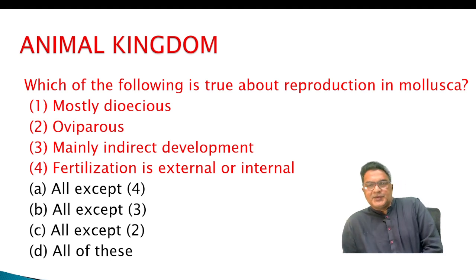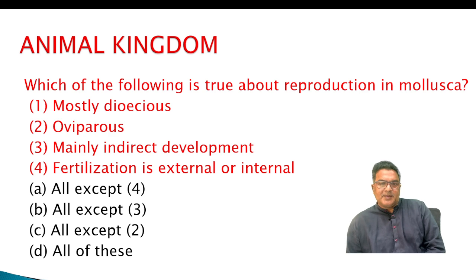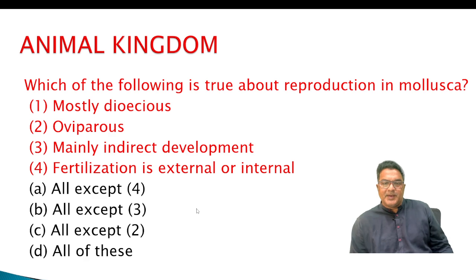Which of the following is true about reproduction in Mollusca? Mostly dioecious, oviparous, mainly indirect development, fertilization is external or internal. So reproduction in Mollusca: dioecious, oviparous, mainly indirect development, fertilization external or internal. All of these.